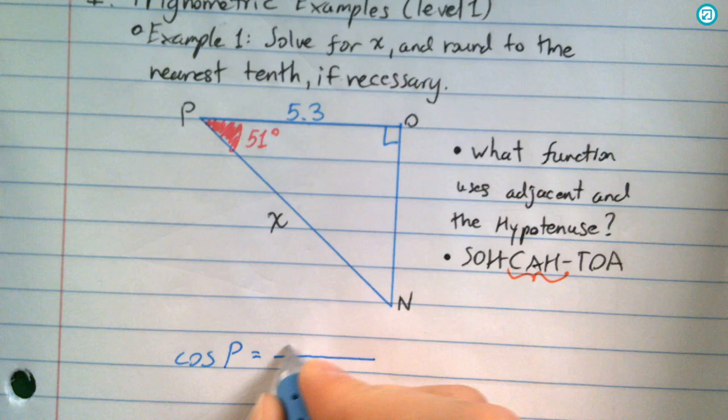Uh-oh. Wait, how are we supposed to calculate that? First of all, don't panic. Just like algebra, we can isolate the variable, can we not? Yeah, we can. We can get x by itself. Multiply x to both sides first. So we get x cosine of 51 equals 5.3. Divide by cosine of 51 on both sides, and what you get is x equals 5.3 over the cosine of 51.